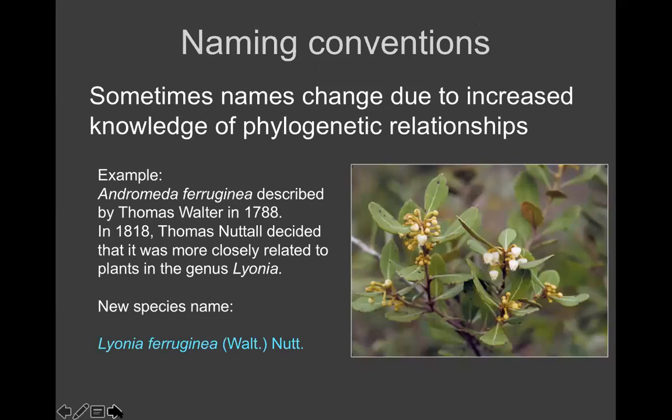So sometimes names change through time, and I'm finding that I'm updating my species lists quite a lot lately, because with the advent of DNA technology, we're getting more accurate understanding of the evolutionary relationships between species, and this leads to name changes. So for example, Andromeda ferruginea was first described by Thomas Walter in 1788, but in 1819, Thomas Nuttall decided that it was more closely related to plants in the Lyonia genus, and so it was renamed Lyonia ferruginea.